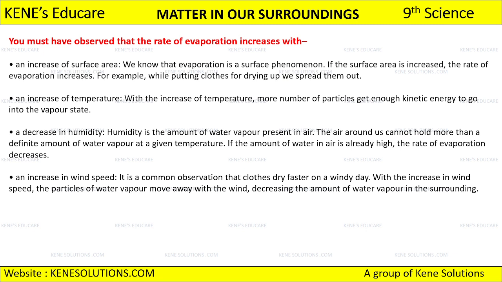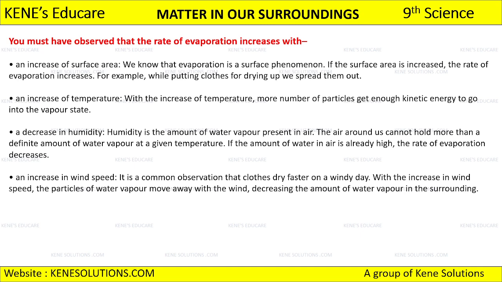For example, while putting clothes out for drying, we spread them out, right? This is the same example I gave you. Instead of cloth, you can say blankets or anything when your mama washes them. What she does is spread them out very well so that it dries up quickly. So that is how we can say that rate of evaporation increases with increase in surface area.